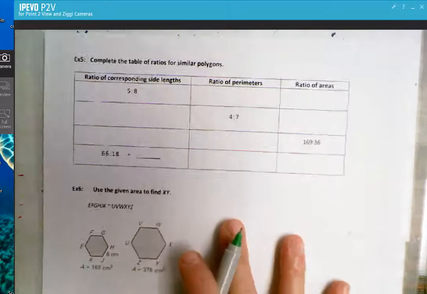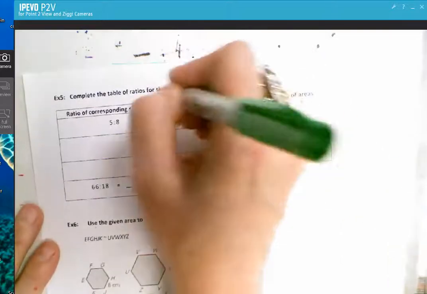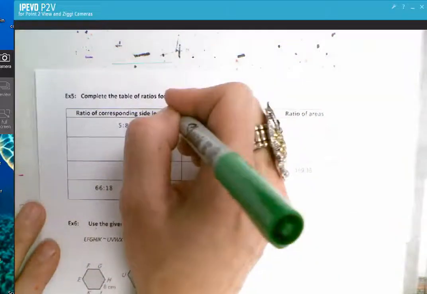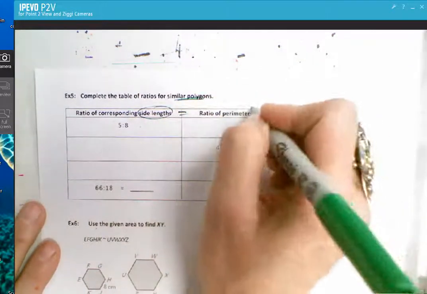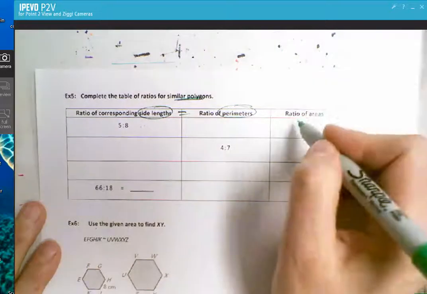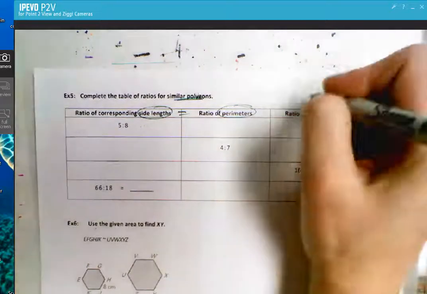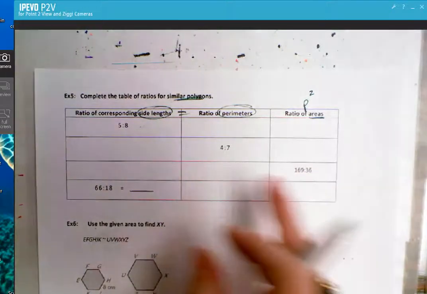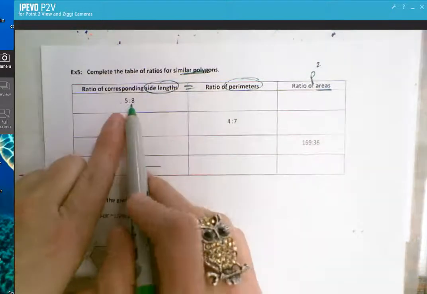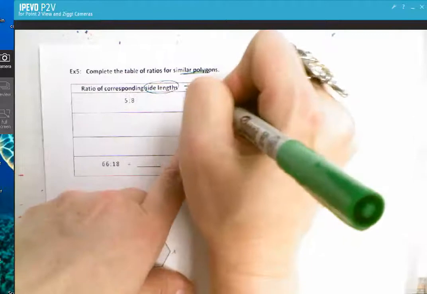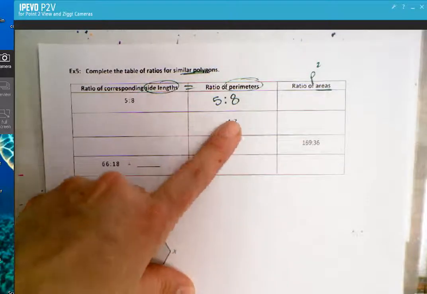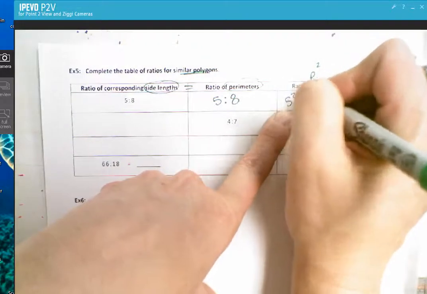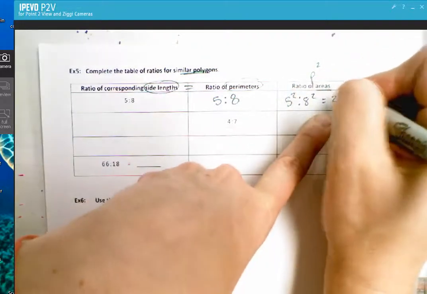It says complete the table of ratios for similar polygons. So I know they're similar, and I have some data. I know that the side lengths ratio is going to equal the ratio of the perimeters. But the area ratio is going to be the square, so perimeter squared. So I can work my way back and forth among these numbers. So if 5:8 is my ratio for the side lengths, I know 5:8 is the ratio for my perimeter, and I know I have to square these, so 5 squared is to 8 squared, which is equal to 25 is to 64.